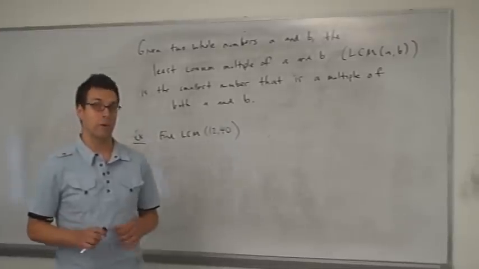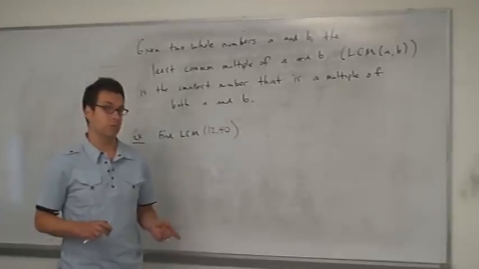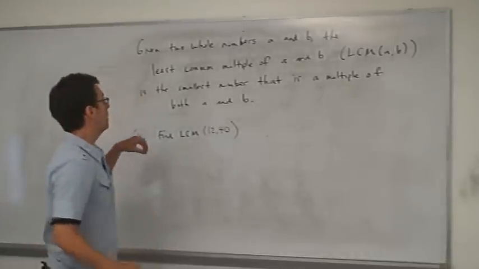Okay, so now we're going to talk about a concept related to the greatest common factor of two numbers, which is the least common multiple of two numbers. So start with the definition.